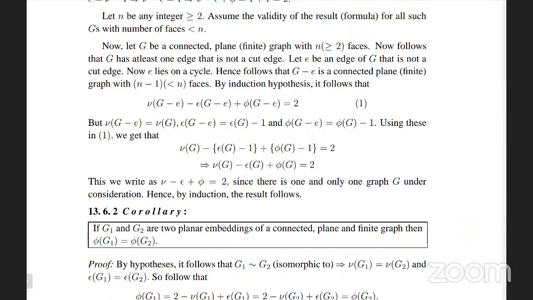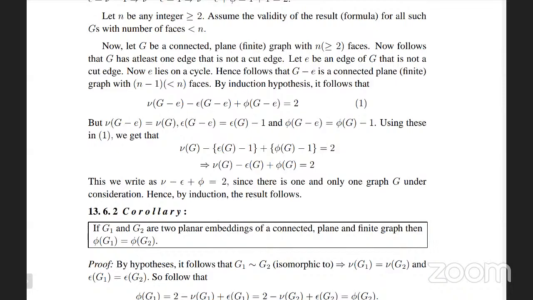So now let E be an edge of G that is not a cut edge. Now E lies on a cycle. Hence it follows that G minus E is a connected plane, finite graph with n minus 1, that is, less than n faces. By the induction hypothesis, G minus E is a connected plane graph with fewer than n faces.